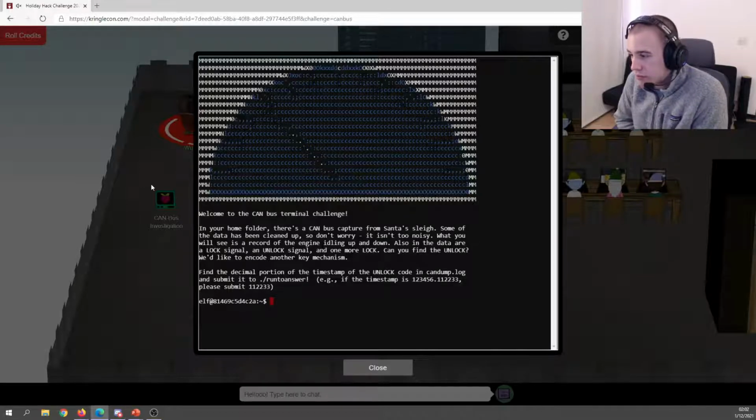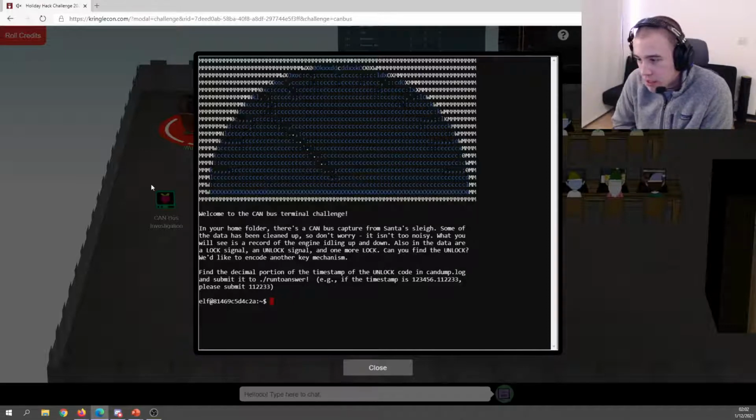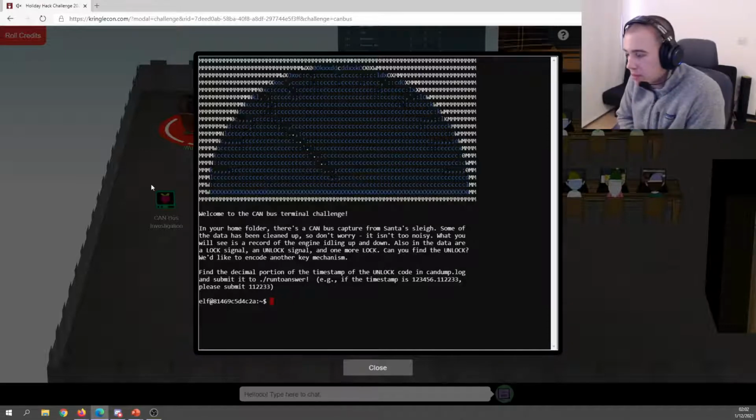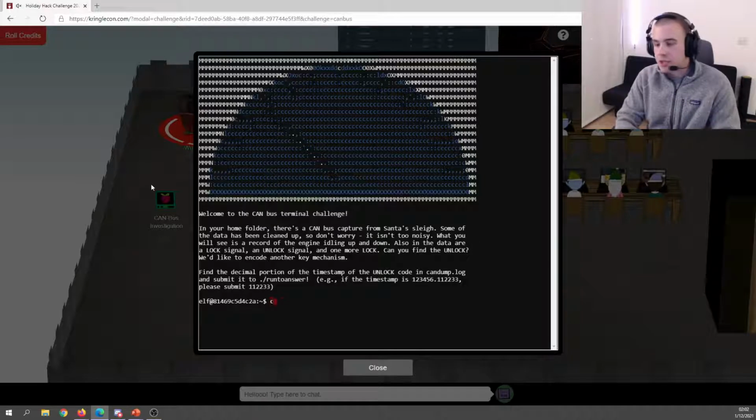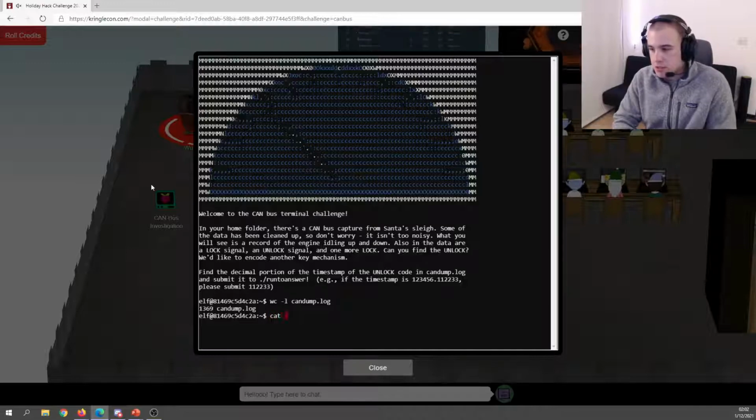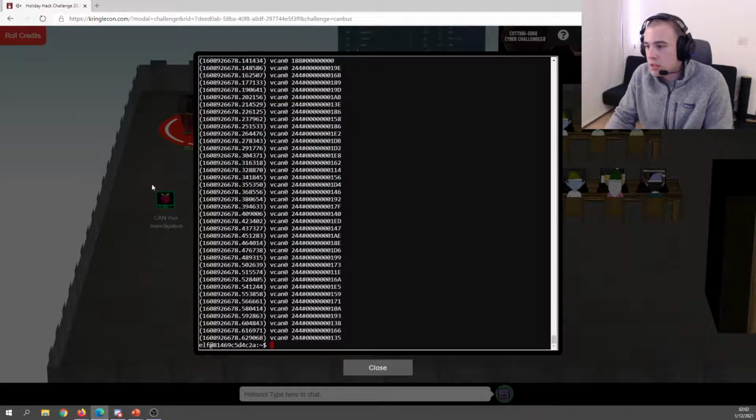Our task for this challenge is to find the unlock packet, and then we have to submit the decimal portion of the timestamp of that unlock code as the answer. So if we just cat out this file, actually, how long is this CAN dump? Okay, 1,000 lines. So we'll just cat this out here.